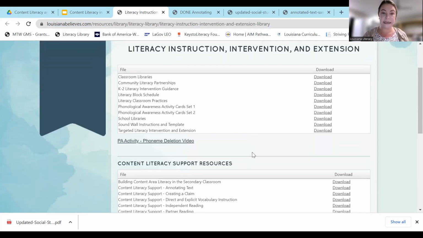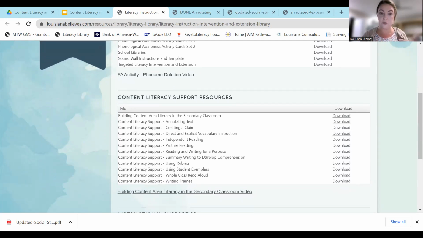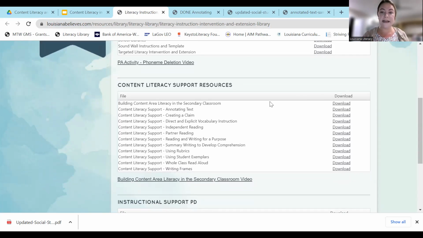this is what you see. And the second big thing is our content literacy support resources. This is where I'm pulling this information from today. Okay, so there's a slide deck for the initial PD I did on this is here. And then all of the ones I just read to you, all those different supports are here.